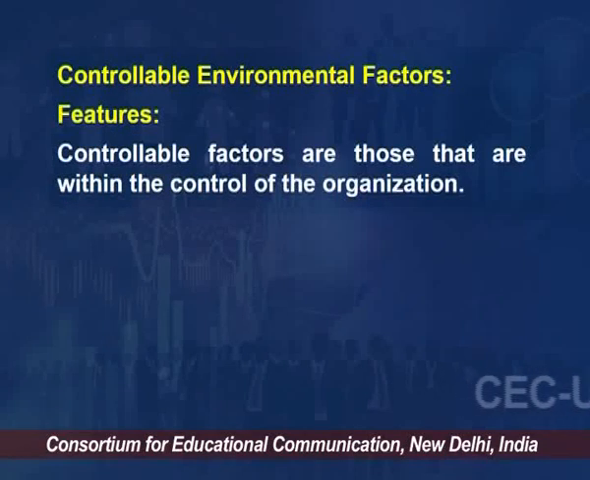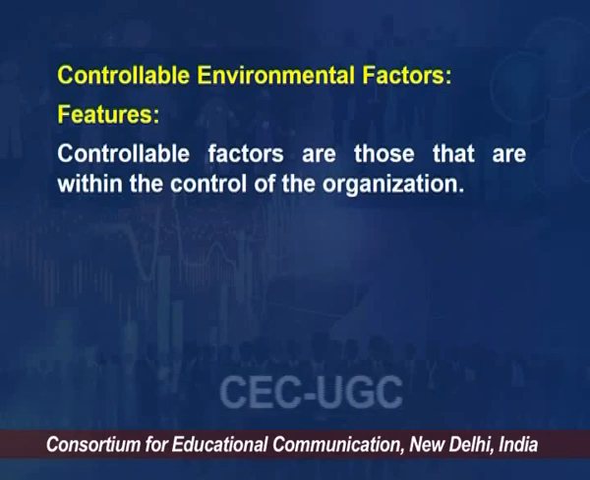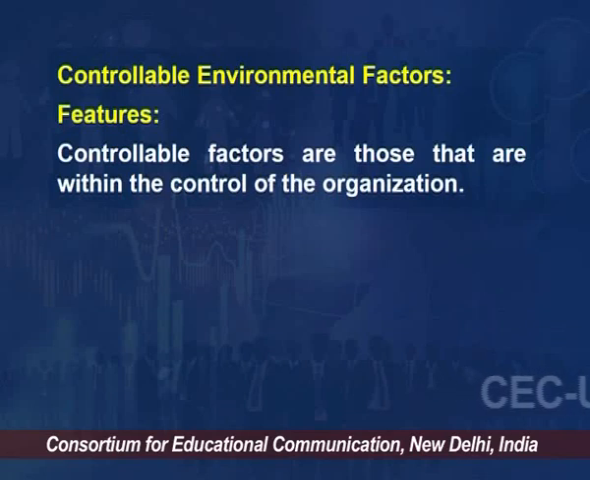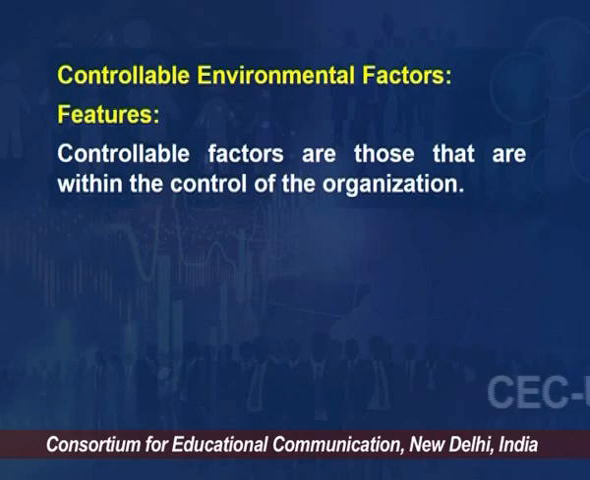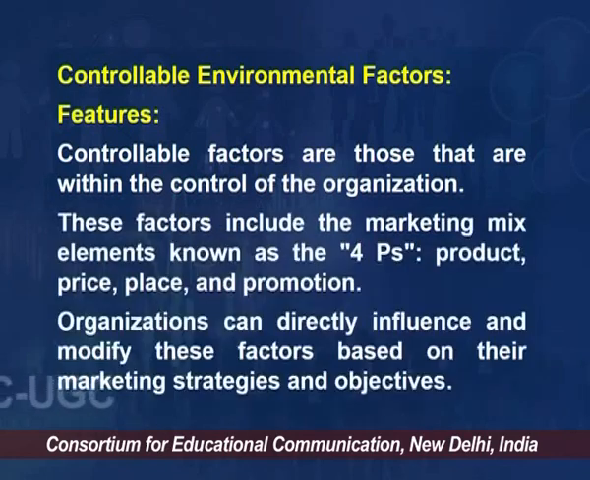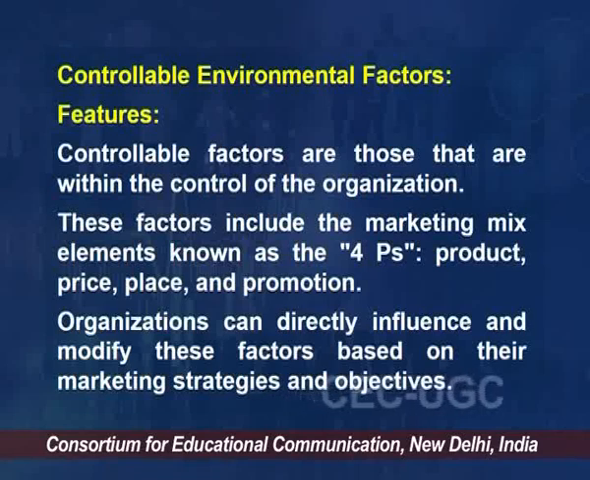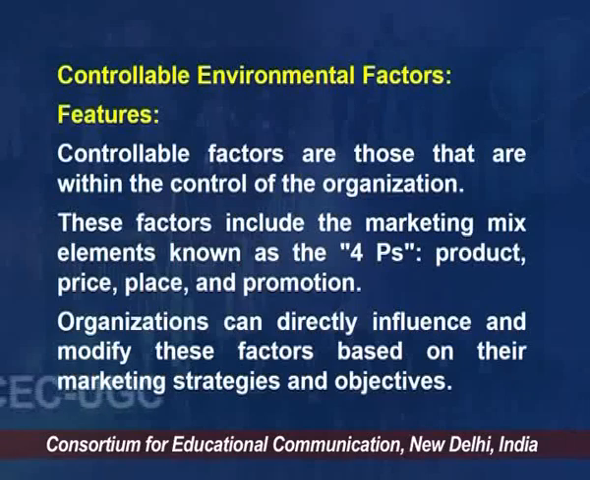The first and foremost thing we are going to discuss is the controllable environmental factors. Now we will be discussing the features, the important merits, demerits, etc. So let us first understand what these factors are all about. The controllable factors are those that are within the control of the organization. These factors include the marketing mix elements, which are known as the 4 P's, that is the product, price, place and promotion. The organizations can directly influence and modify these factors based on their marketing strategies and objectives.